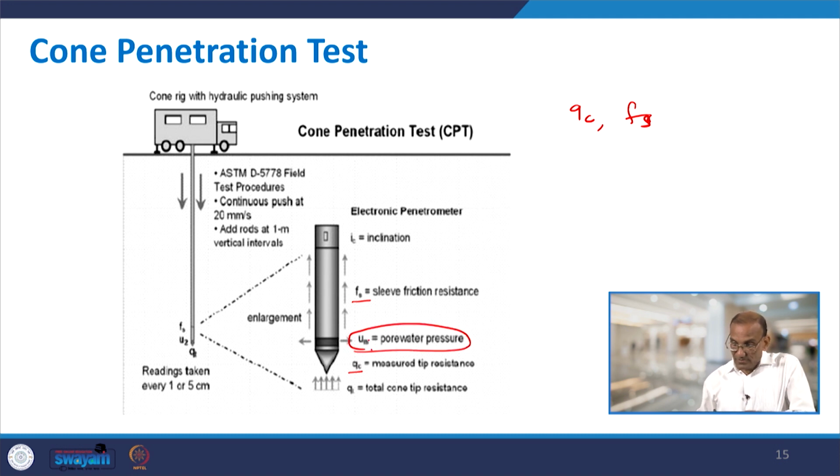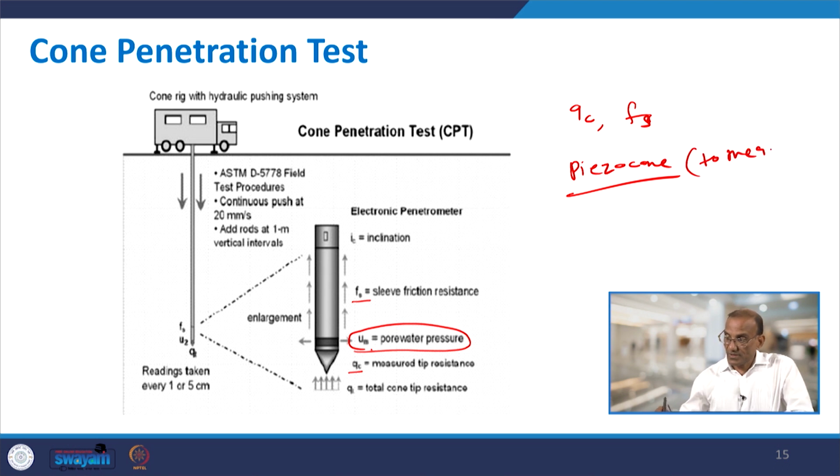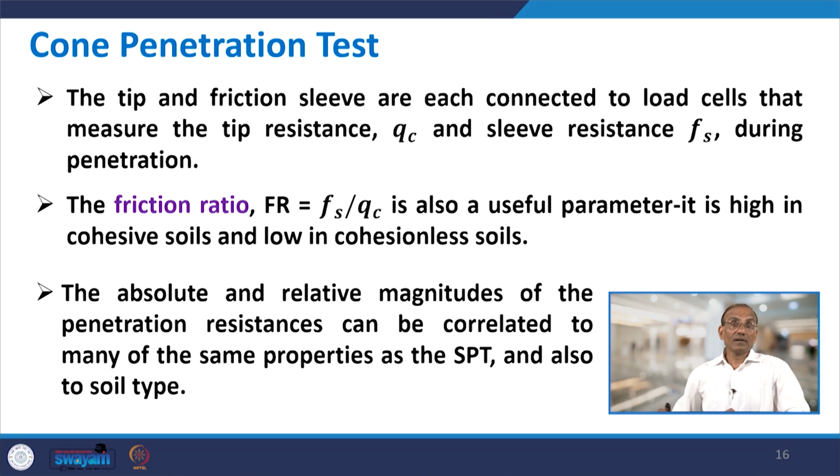To measure pore water pressure, you require what are called piezo cones. Seismic piezo cones are used for measurement of pore water pressure, to measure U in the field at different depths. That is also possible using CPT. In the CPT, the tip and friction sleeve are each connected to load cells that measure the tip resistance QC and sleeve friction resistance Fs during penetration.